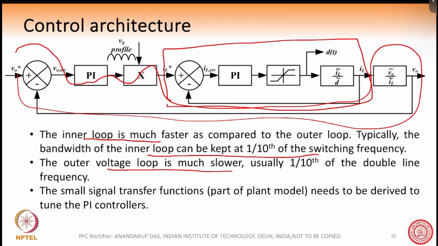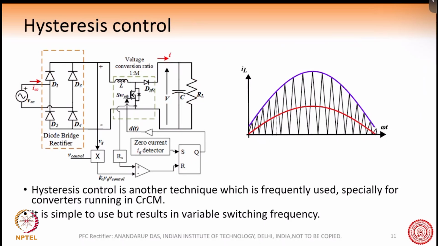Okay. So this is how we now have to derive the plant models, IL hat by D hat and V0 hat by IL hat. These models have to be derived to tune the PI controllers. But before we do that, I want to go a little bit into the other controls which are possible.